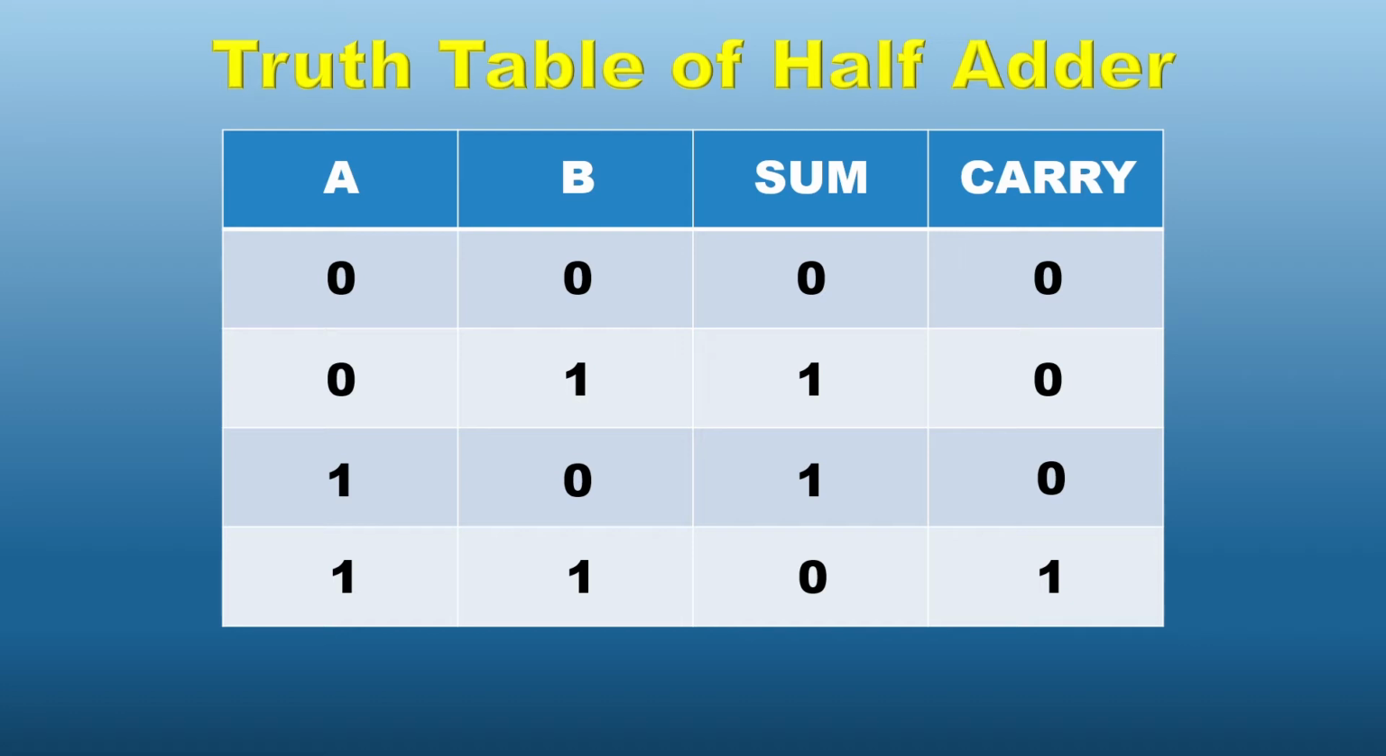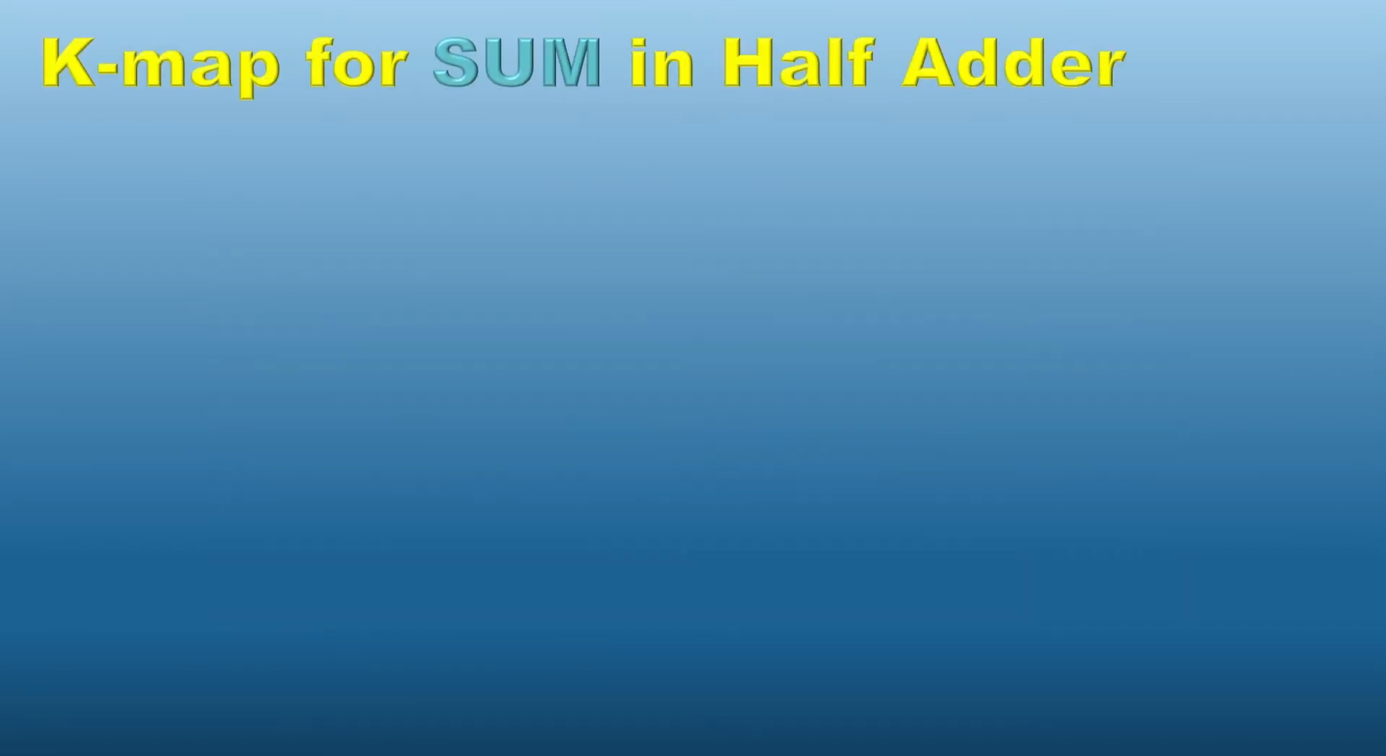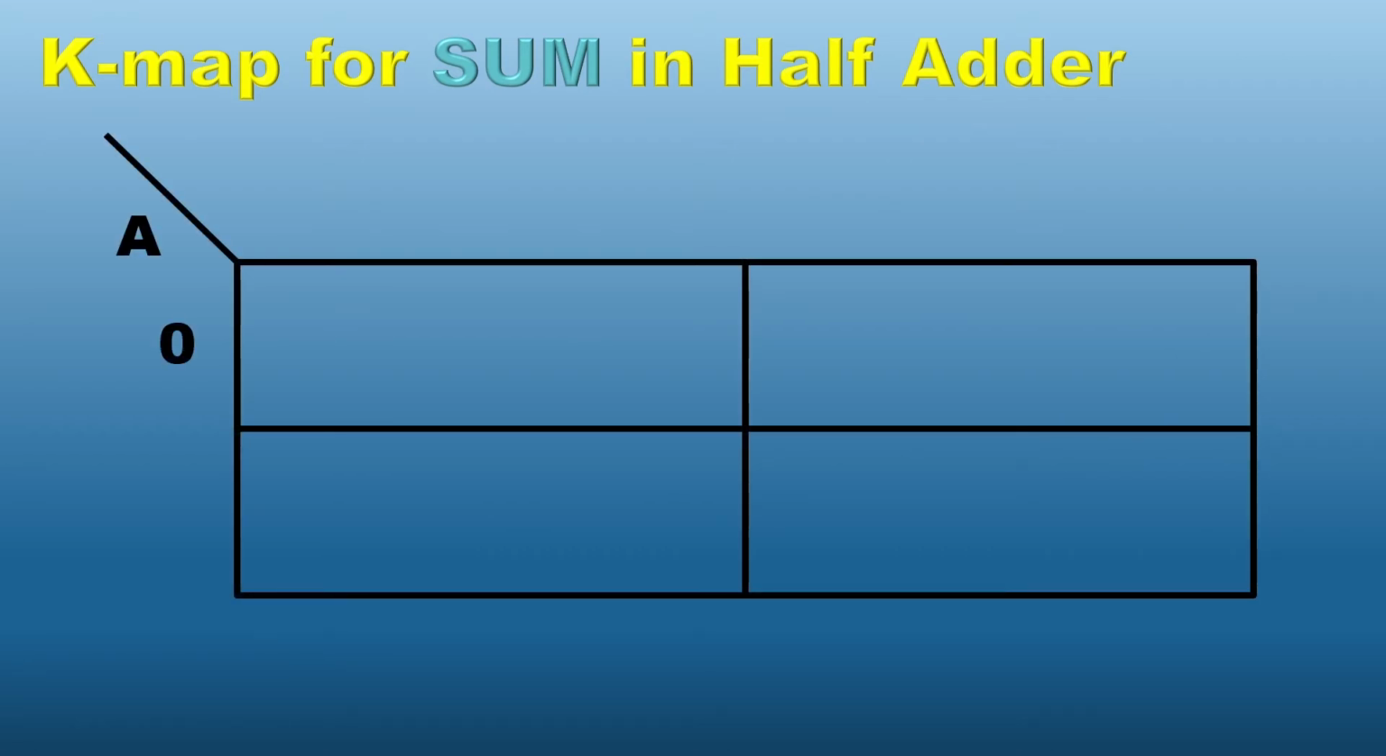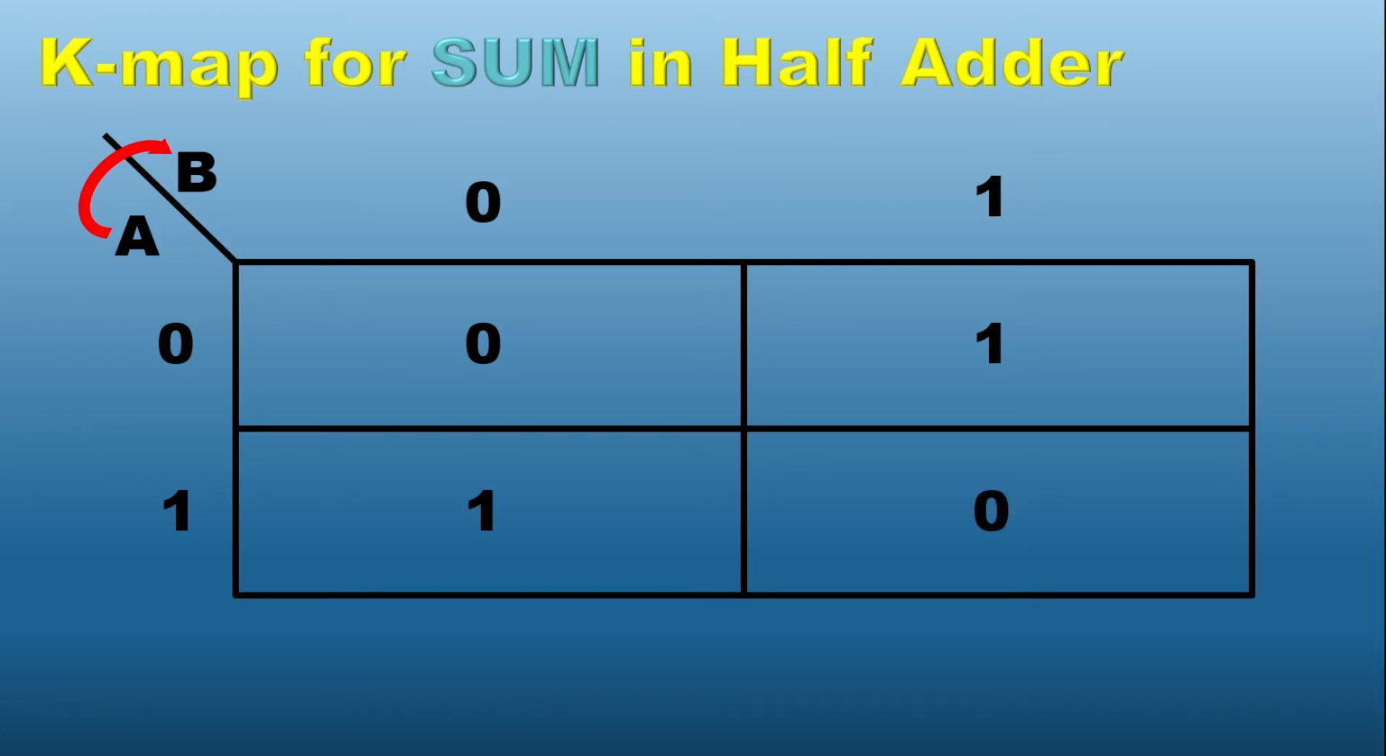Now let's see how we will obtain the outputs using logical circuits. For that, let's draw the K-maps. First, we are going to draw the K-map for sum in half adder. Let's place the inputs of A on the left hand side and inputs of B on the top. Here A is the most significant bit and B is the least significant bit. Now place the outputs according to the truth table. Here you will observe that the high output values are placed diagonally. Therefore we are unable to group them. So we will mark them separately.